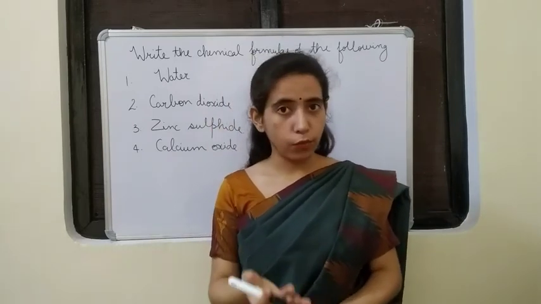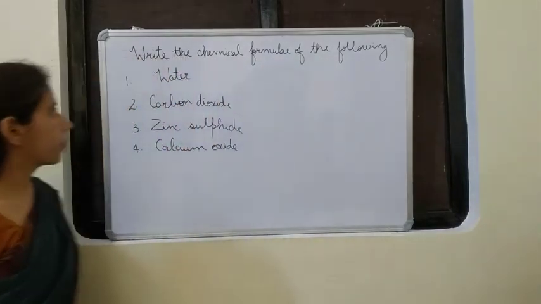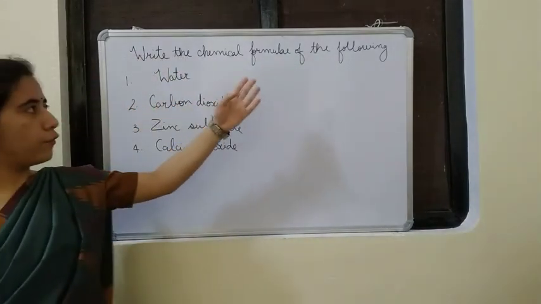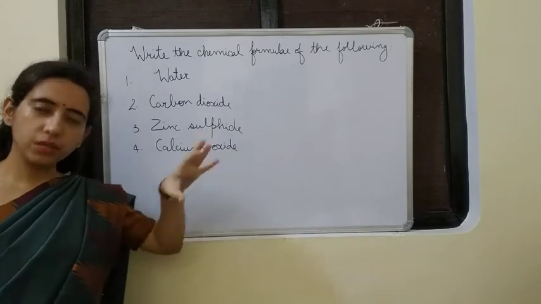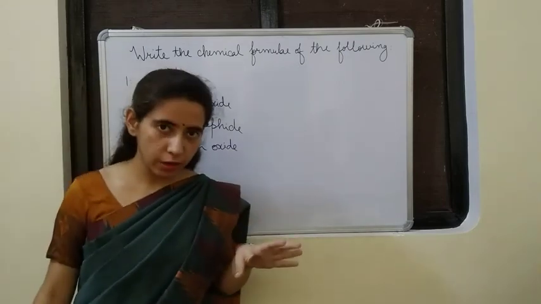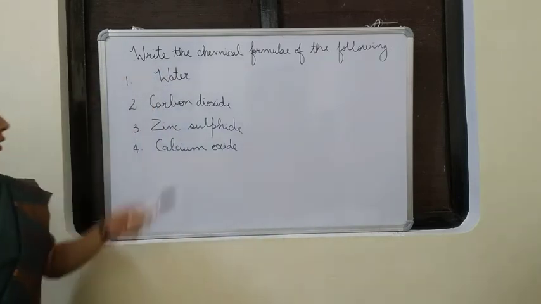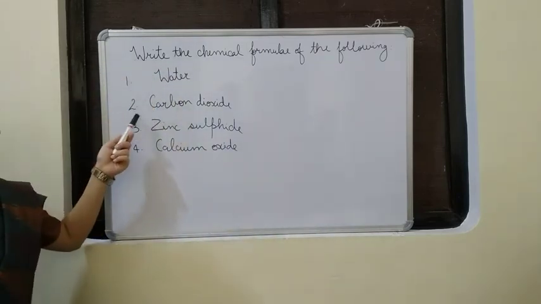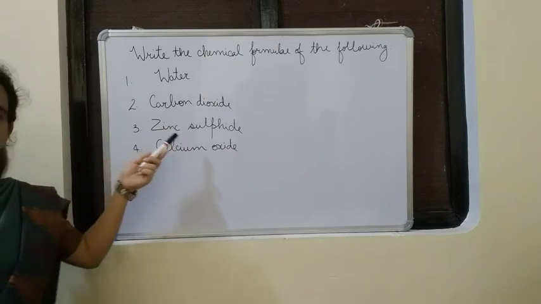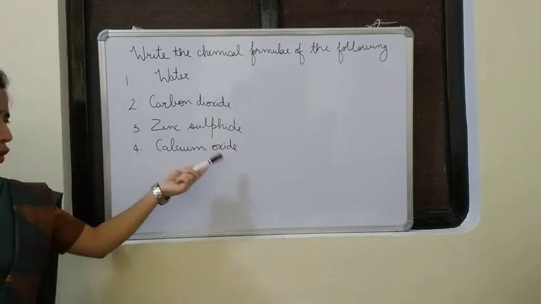And there is some homework for you people, note it down. Write the chemical formula for the following. Today only we studied the method for writing the chemical formula. Apply those rules and write these formulas. Okay. The first, water. Second, carbon dioxide. Third, zinc sulfide. And fourth, calcium oxide.